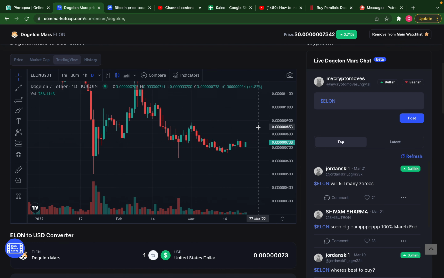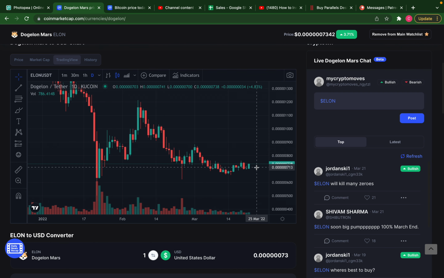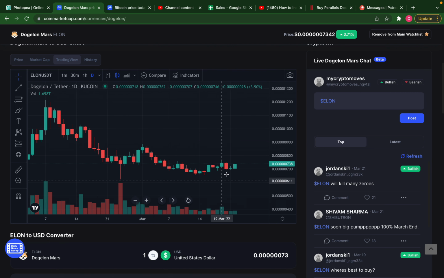However, it's nothing too crazy yet. It's nothing too crazy. We still need to break these 743 levels. Once those are broken, I will be averaging in the rest of my bags. Now, we were indeed looking at this 3-bar play previously.